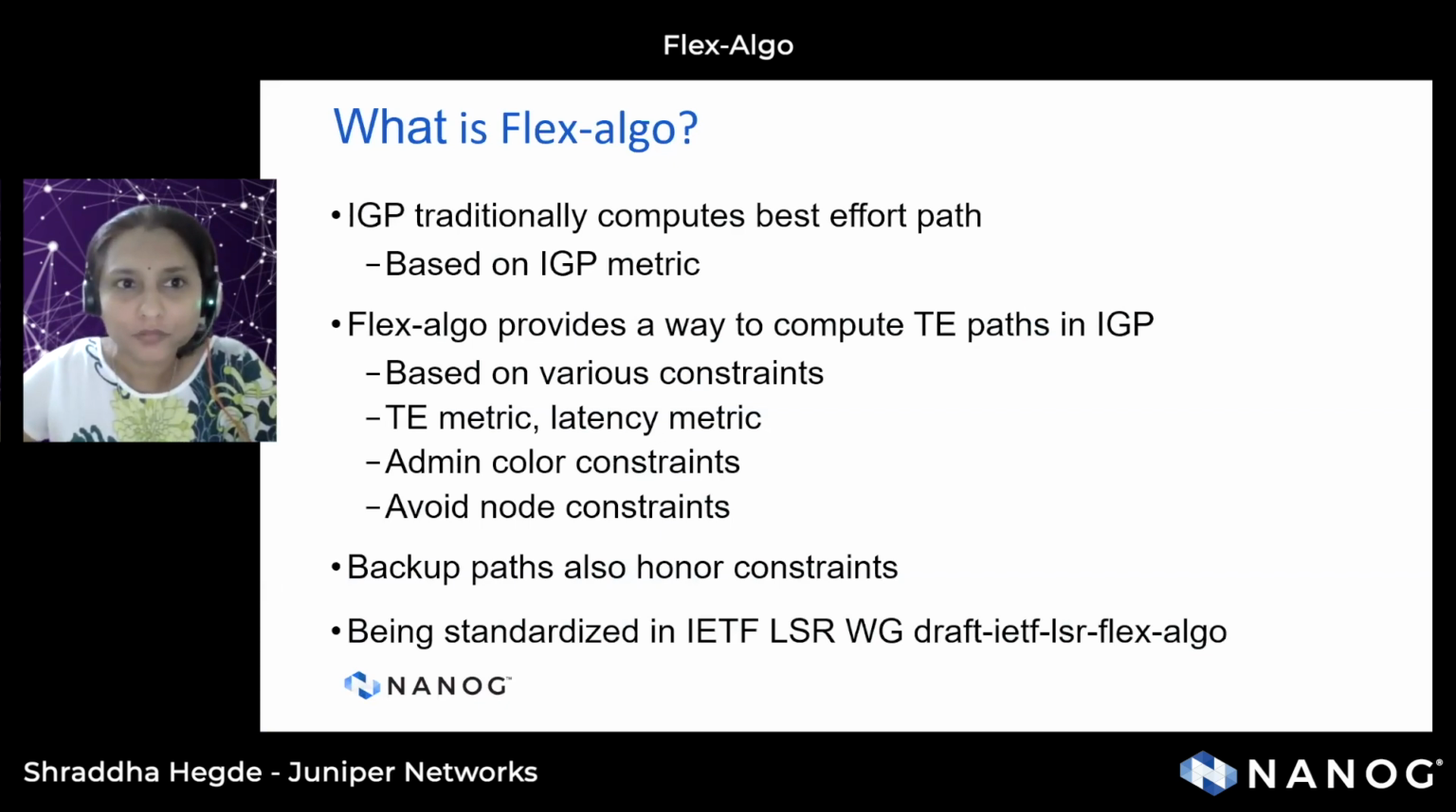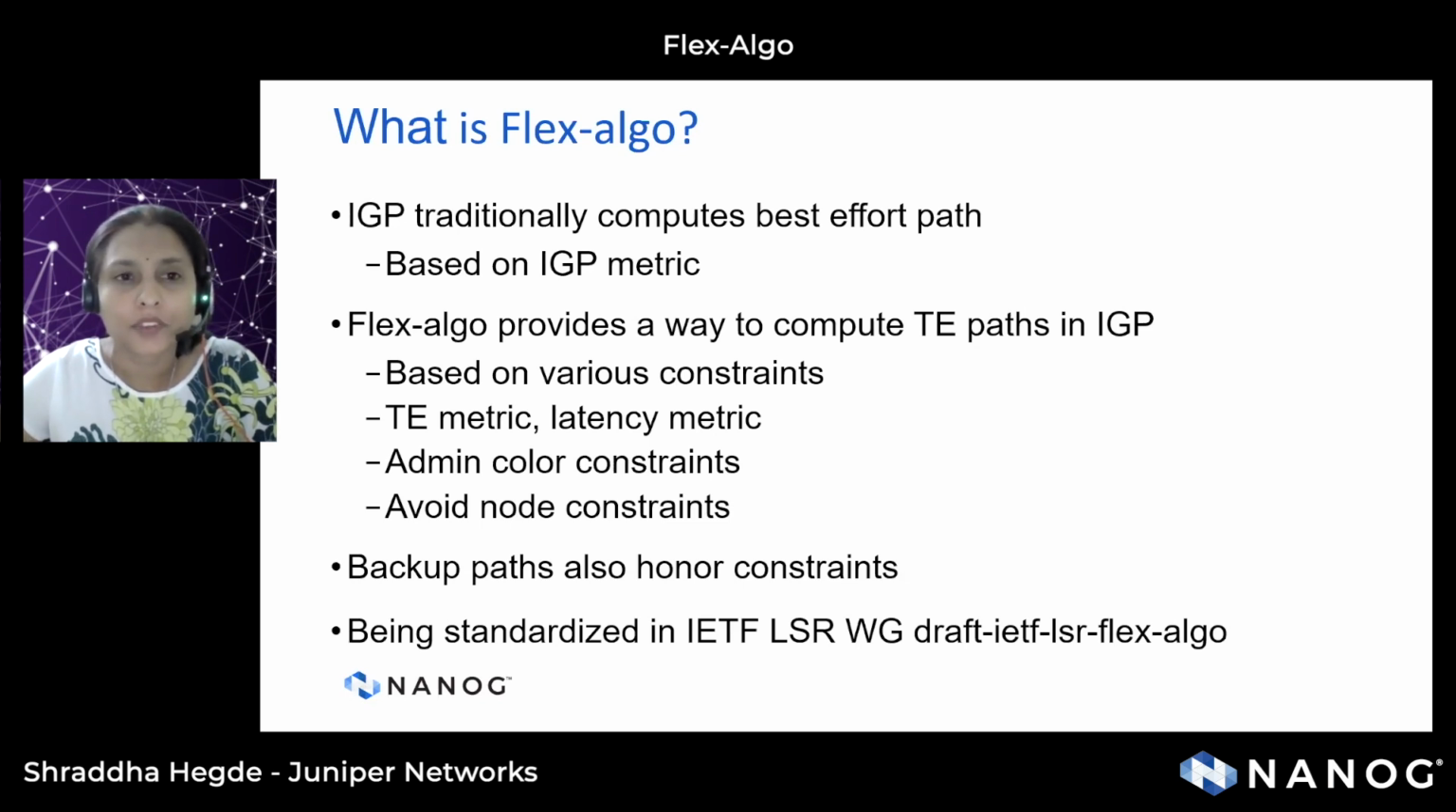So what is FlexAlgo? We all know that IGP traditionally computes best effort path, so based on IGP metric. FlexAlgo provides a way to compute traffic engineered paths in IGP. So what it means is based on various constraints, FlexAlgo can give you different paths, and all this is computed in IGP. The constraints could be like TE metric. You could also use latency metric and various other types of constraints such as admin colors or avoid certain node constraints and so on.